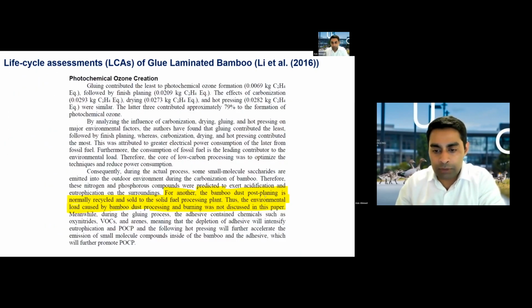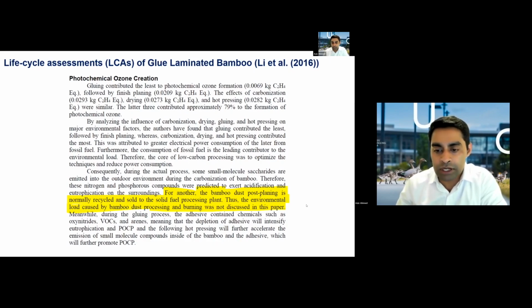So for other bamboo, and I think we discussed yesterday, the bamboo dust post planing, that means when you plane it, is normally recycled and sold to a solid fuel processing plant. Thus, the environmental load caused by bamboo dust processing and burning was not discussed in the paper. So this paper did not account for the solid fuel and the carbon dioxide that was generated by burning it.